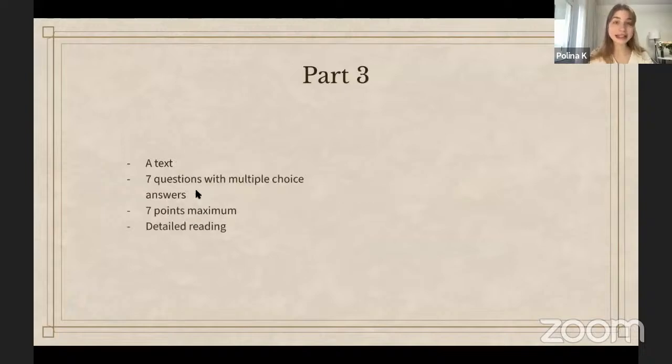We will continue with part number 3, some general info on that. So here we have only 1 text, but it's bigger than the previous ones. In the first task, we had short ones. In the second one, a little more durable for reading. And here we have the biggest in size. Of a text, we have 7 questions with multiple choice answers, and respectively, we can get 7 points maximum here. This is the so-called detailed reading task.